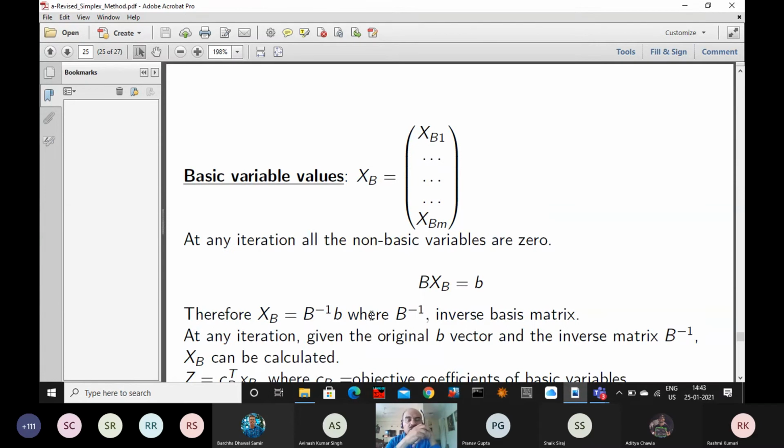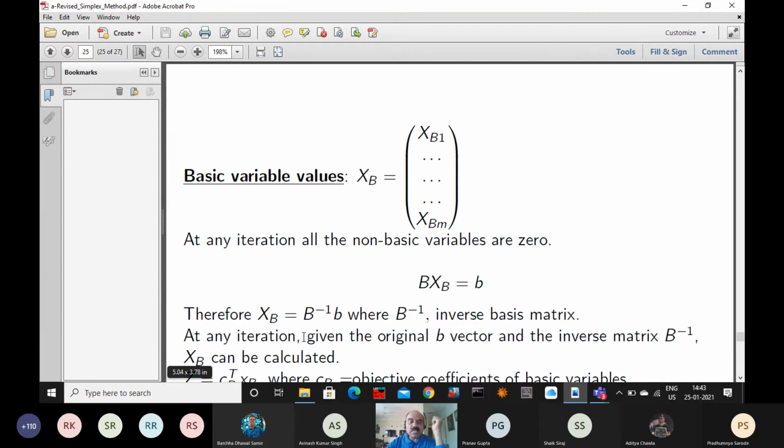There are m basic variables, which we write as xB1, xB2, up to xBm. These are the basic variables. In any iteration, all the non-basic variables are 0. Generally we do it like this: B into xB equal to b. When we set the non-basic variables to 0, A becomes B. Initially it is A x equal to b after inclusion of slack and surplus variables. Once we set the non-basic variables to 0, it is B xB equal to b.